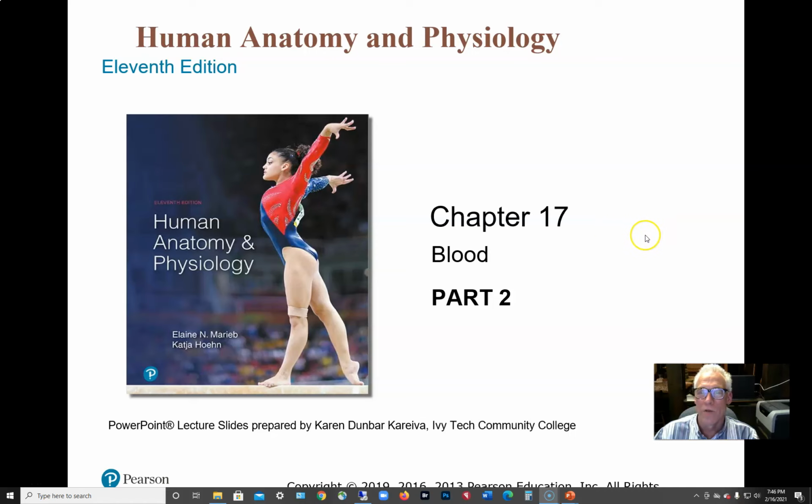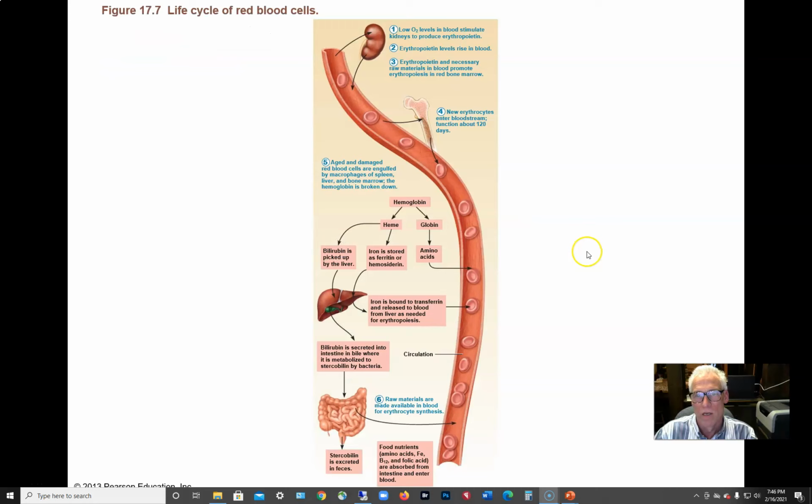All right, let's take another look at our chapter 17 on blood from our Human Anatomy and Physiology text. In part 1, we finished up talking about a hormone which determines the amount of red blood cells in the circulation. Erythropoietin, strange word, EPO, is released from the kidneys when they become hypoxic, and this hormone acts on cells in the red bone marrow, causing them to accelerate the maturation and release of red blood cells into the circulation.